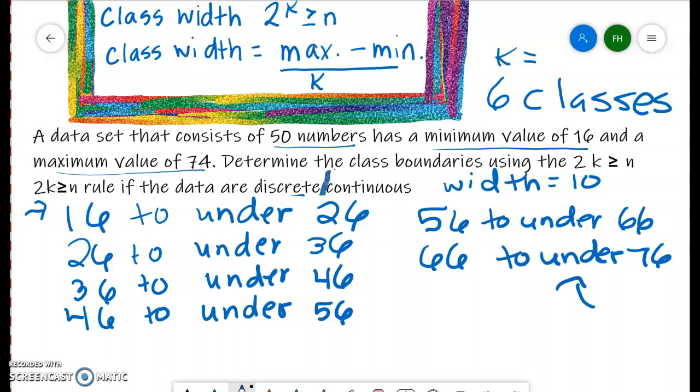So that is how you determine the number of classes and your class width using your formulas. Please let me know if you have any questions.